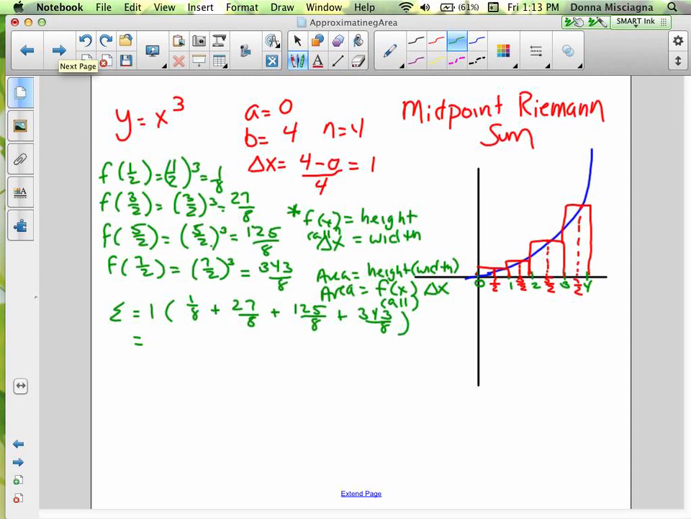And to make it a little faster, I didn't have to use a calculator until now, but I can do it a little faster. 343, 125, 27. So 496/8. Well, that's definitely reducible. I wonder if 496 is divisible by 8. It is, 62. So the sum of the area under the curve is 62.